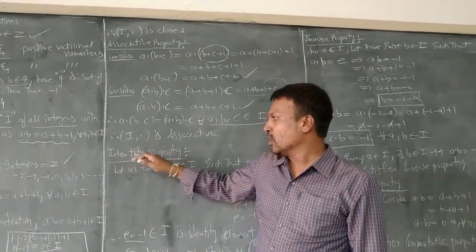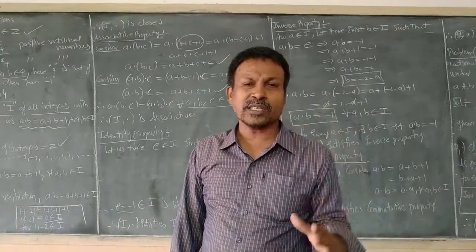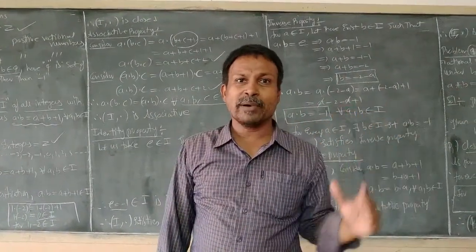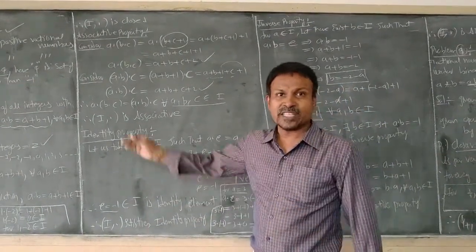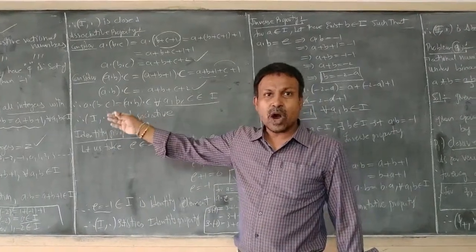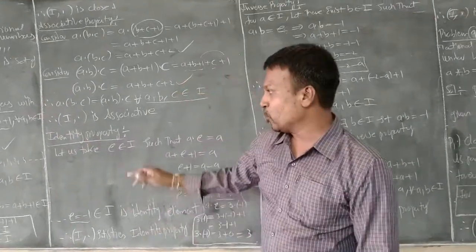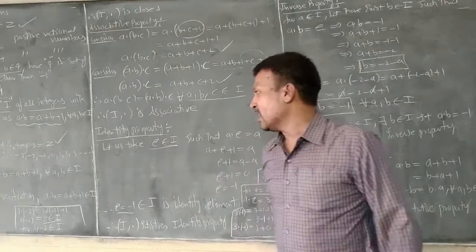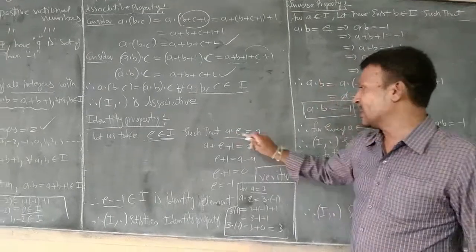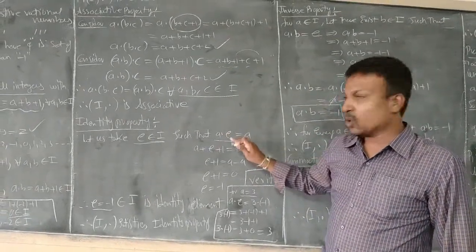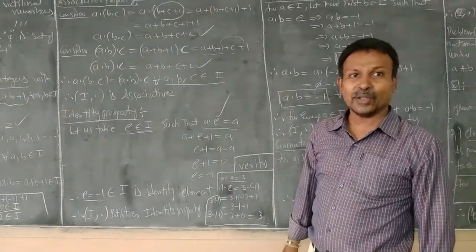We have to go to the identity property. As in previous problems, I have told you that we should be very much cautious while proving identity property and inverse property. Why? Because we have to find out the identity element from the set of integers with respect to this new binary operation dot defined by a dot b is equal to a plus b plus 1. So while proving this, let us consider E belongs to I as one identity element such that as per the identity property a dot E is equal to a. So I consider this property for finding the identity element E value.